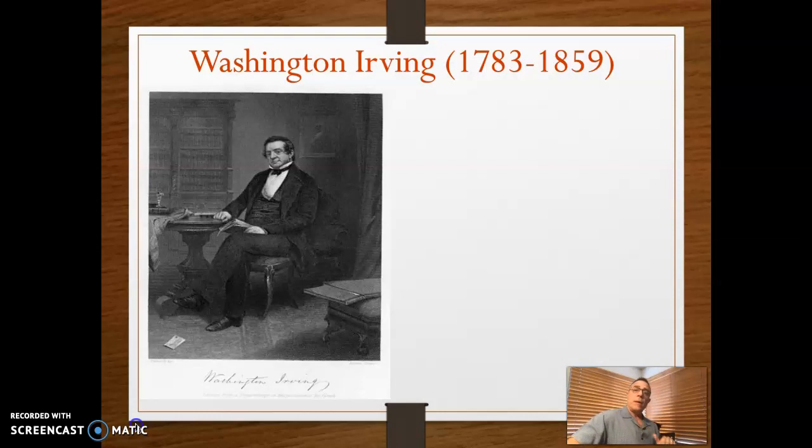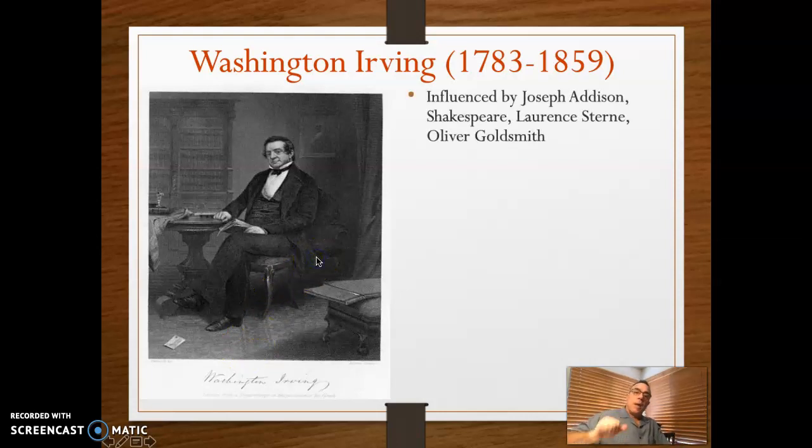A little bit of background info on him. Well, he was heavily influenced by Joseph Addison, Shakespeare, Lawrence Sterne, and Oliver Goldsmith. So three really important, vivid English writers, and Goldsmith, an Anglo-Irish writer with a vivid imagination as well.